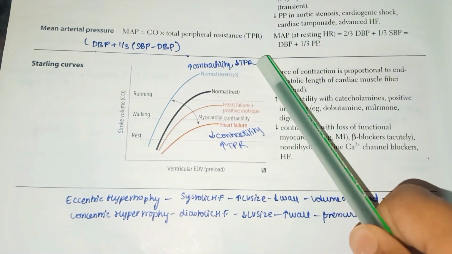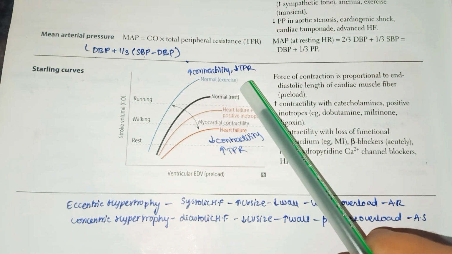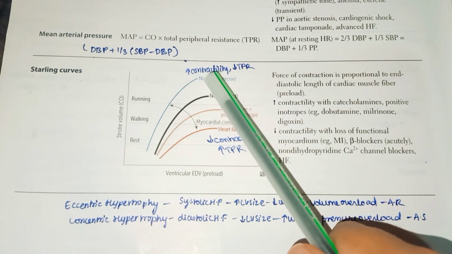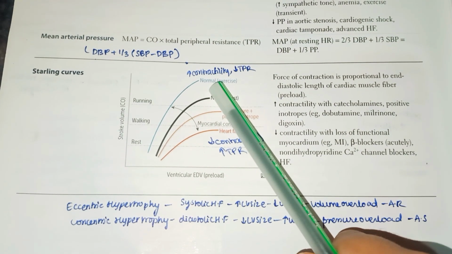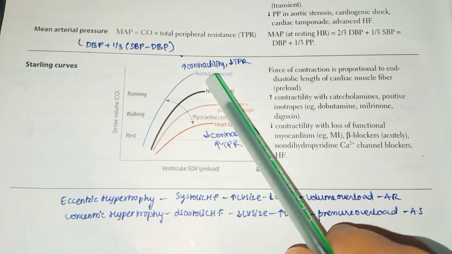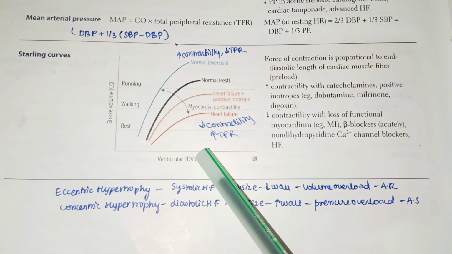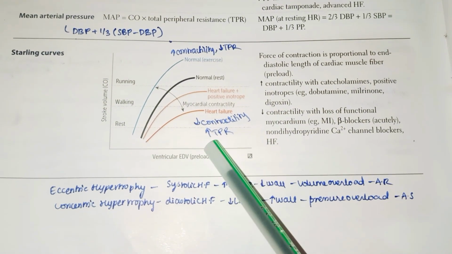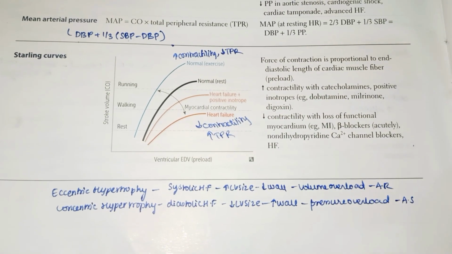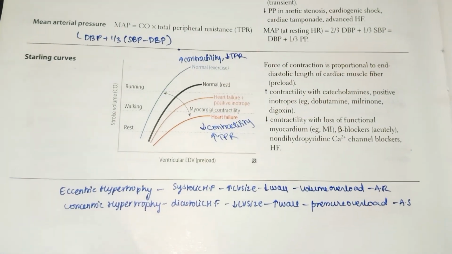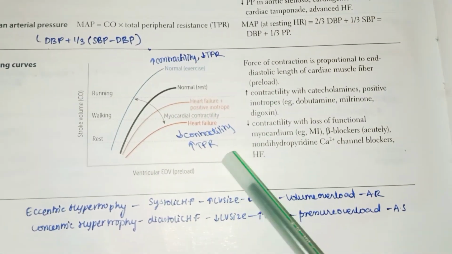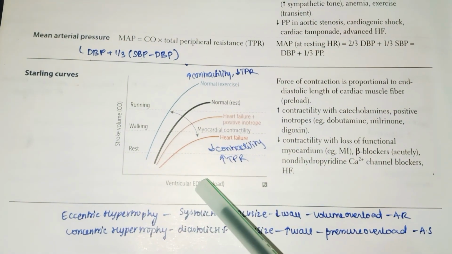Whenever there is more contractility, there is less total peripheral resistance, because if there is less resistance, there is more contractility, right? And this is achieved by catecholamines and positive inotropes like dobutamine, milrinone, digoxin. All of these lead to increased contractility of the heart. Whereas contractility is decreased with loss of function of myocardium, like in myocardial infarction, and by beta blockers, non-dihydropyridine calcium channel blockers, and heart failure. In all these conditions, contractility will decrease. As contractility is decreased, total peripheral resistance will increase.